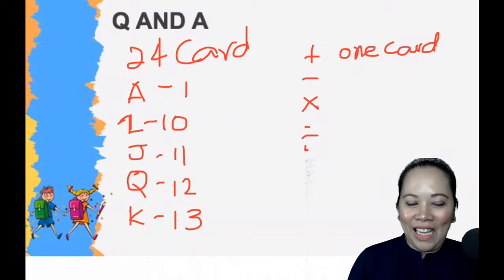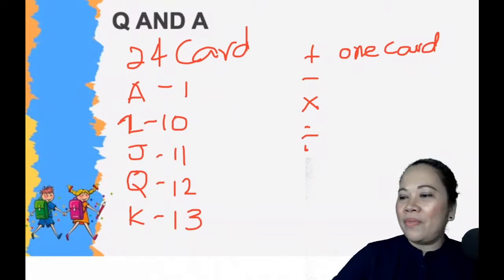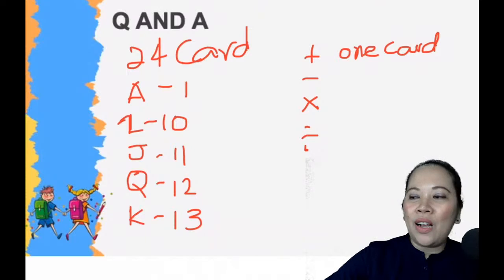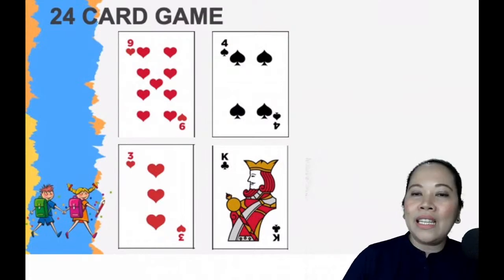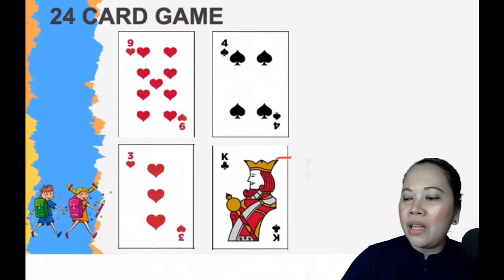All right, okay, are we ready? So for the first set of numbers, we have 9, 4, 3, and King. Again, King will be 13.